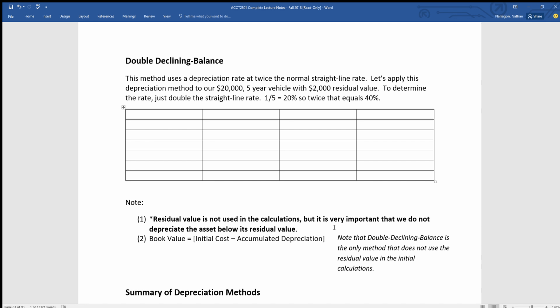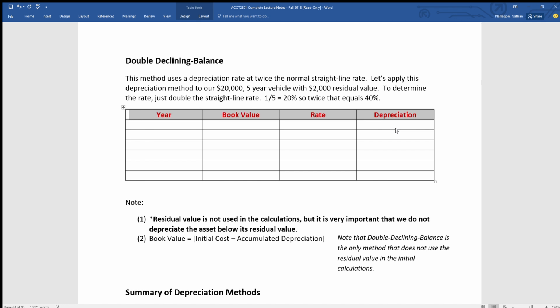So we're going to take the same example that we did, that $20,000 vehicle for 5 years with $2,000 residual value. And now we have to determine the rate using double declining. Your first job here is to find the rate. Finding the rate is taking 1 divided by the useful life. So 1 divided by 5 says that every year, technically, 20% gets depreciated. That's our rate. But for double declining, all we do is take that rate and multiply it by 2.